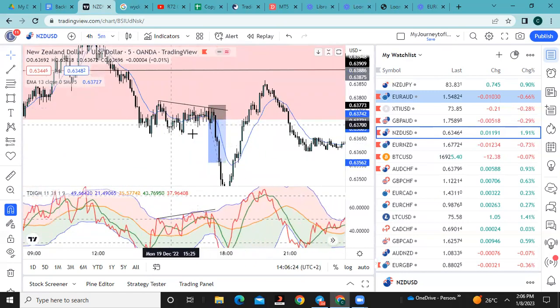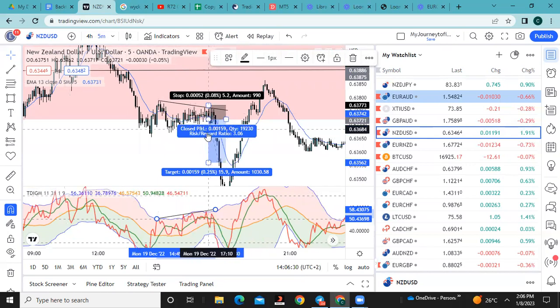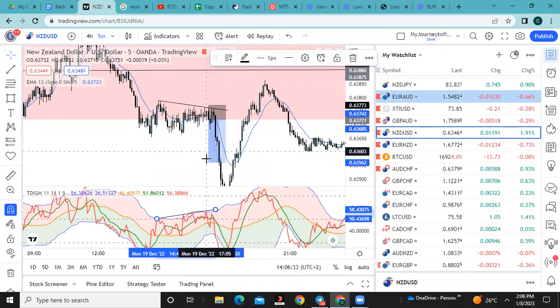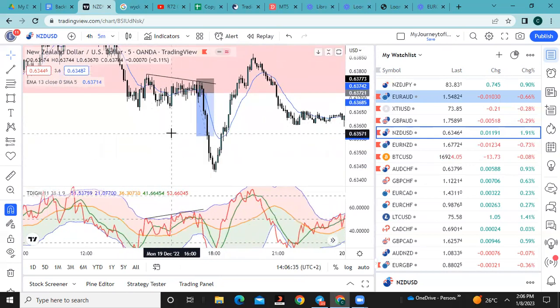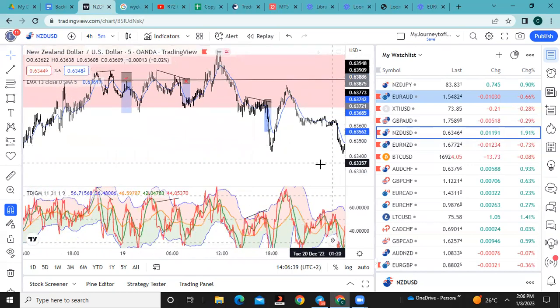And this was one that I actually took, which was a nice one. TDI was going lower, price was going higher. Entry on candle closure below the 13 EMA. You got your 1:3. Beautiful stuff. Over and over, guys, you're literally doing the same thing.